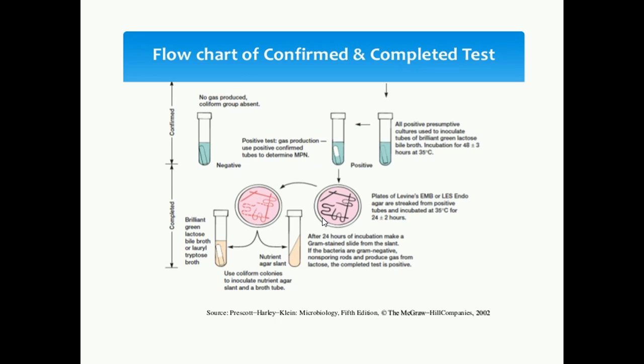These positive tubes are inoculated on plates of EMB agar and incubated at 35 degrees centigrade for 24 hours. Then observe the presence of colonies. Then these colonies are inoculated in agar slants as well as Durham's tubes.